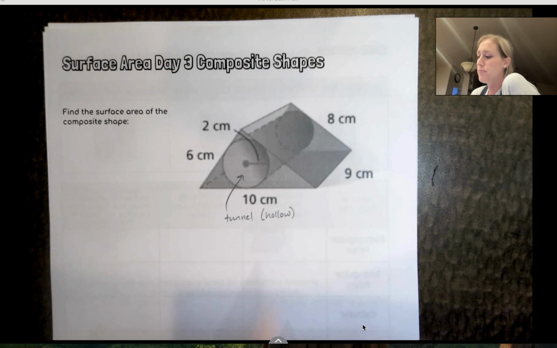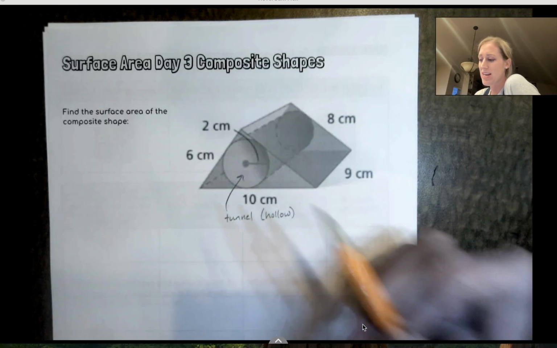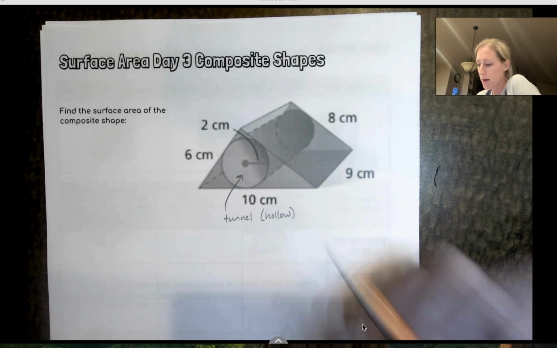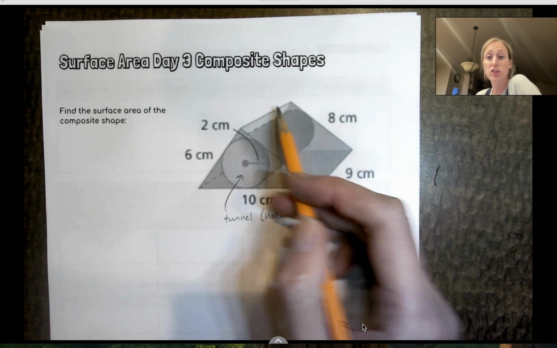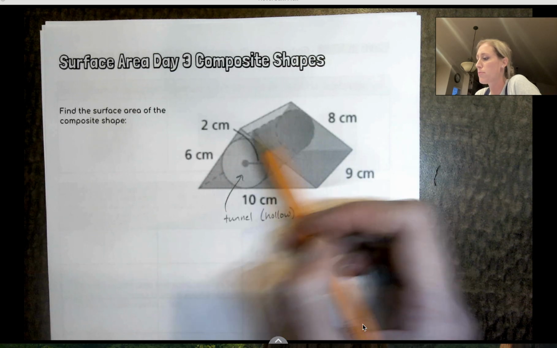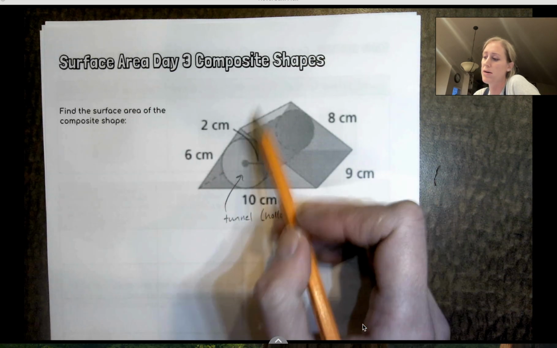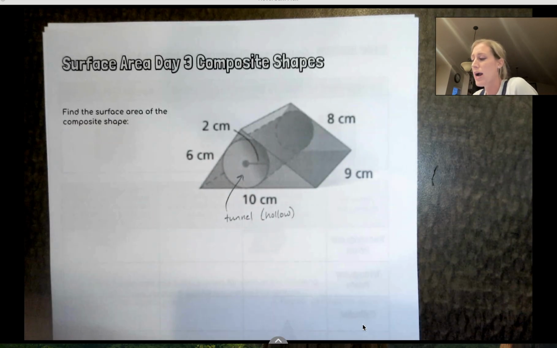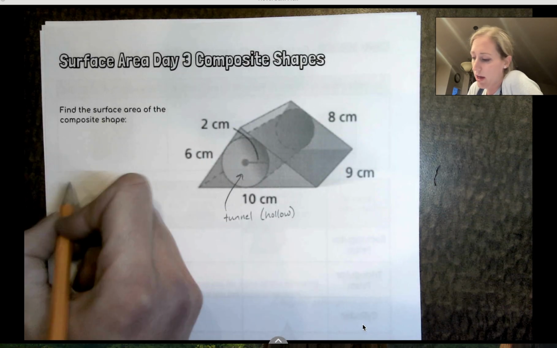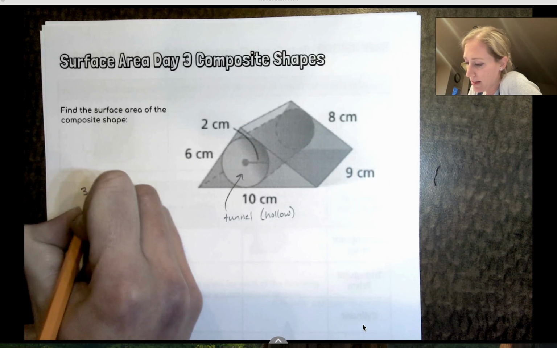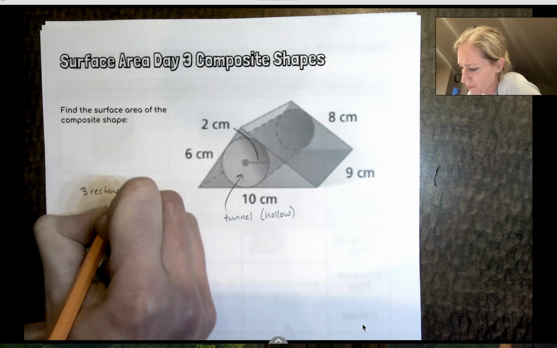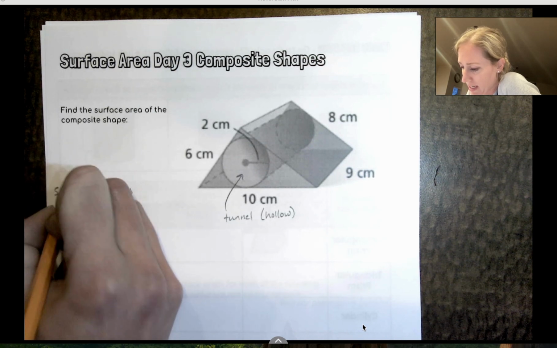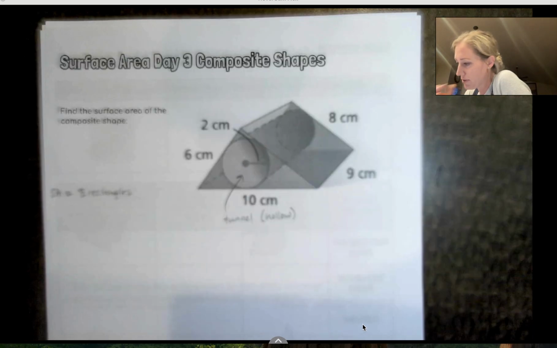So really, when I'm thinking about the nets here, I'm going to start with the rectangles. I could paint this surface. I could paint the bottom. I could paint that other side. So I have 3 rectangles. So we're going to find 3 rectangles. I'm just making a game plan here. So we got 3 rectangles.